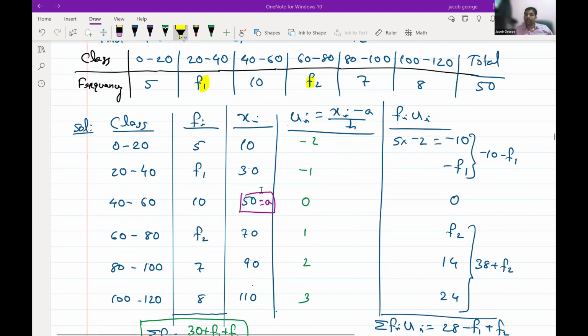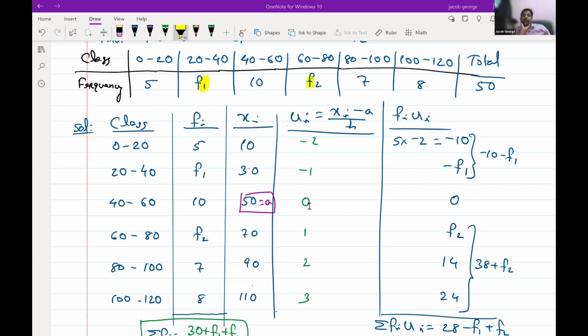In every question of mean, don't forget to create this column xi. xi is the middle value or the class mark. Then I have selected a equal to 50, though 50 and 70 are both in the middle of xi. We can select 70 also, no problem. Then we write ui. ui of 50 will be 0. On top of that, -1, -2. On bottom of that, it is 1, 2, 3.